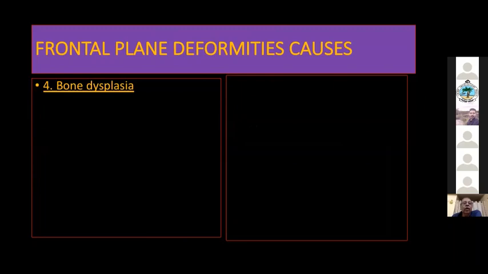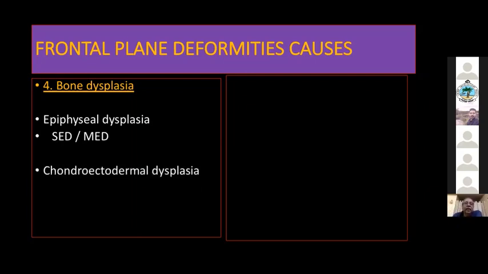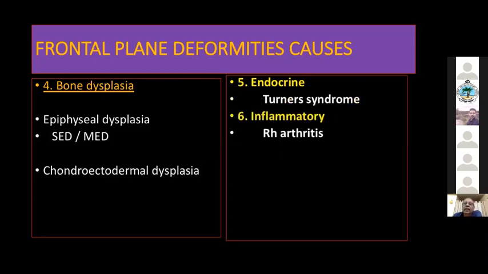So then bone dysplasia is another cause. The most common ones are the epiphyseal dysplasia and some forms of metaphyseal dysplasias. Chondroectodermal dysplasia: the most important thing regarding this one is that it mainly affects the tibia, so it produces lateral sloping of the tibia, which causes the genu valgum. Then endocrine causes like Turner's, inflammatory causes.